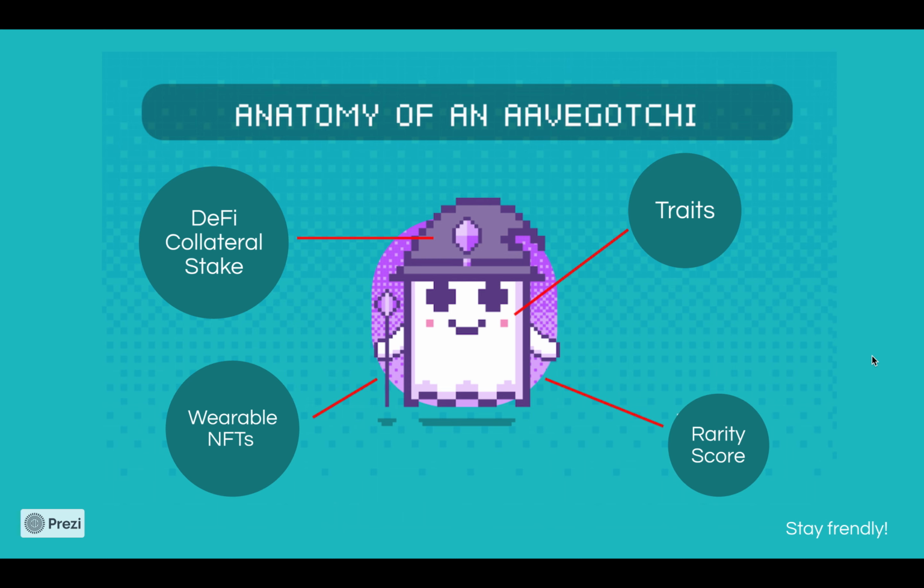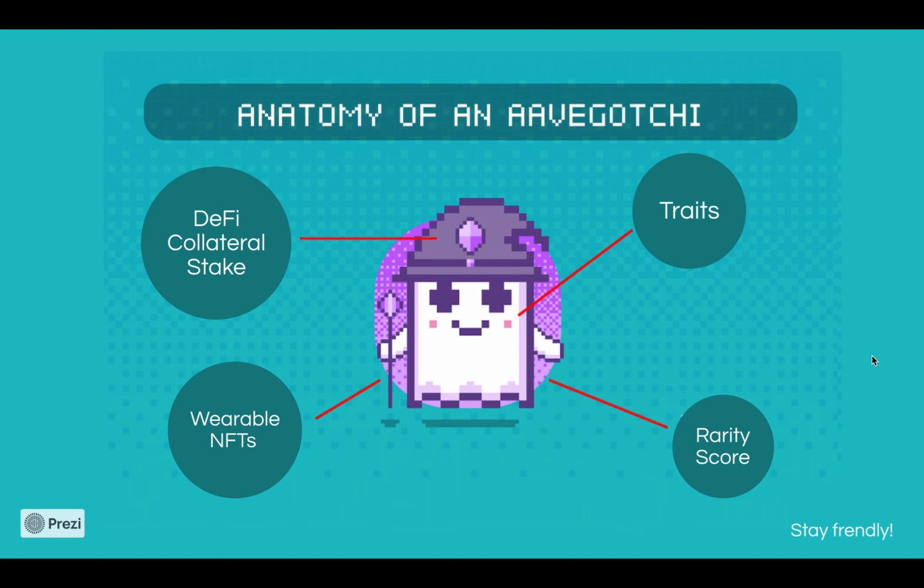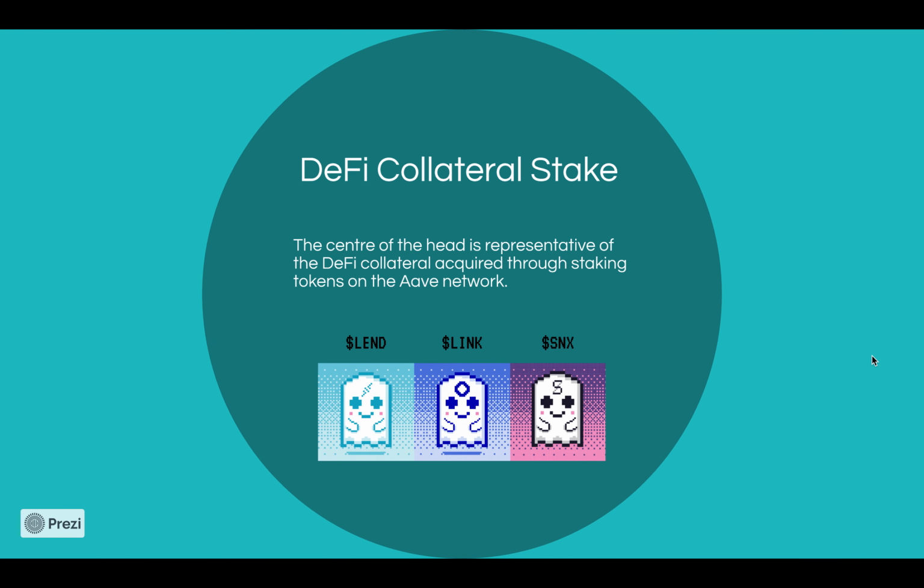What we're going to do today is have a look at the NFTs, so the Aavegotchi itself and how it is made up, what the different key components are. We're going to be looking at the DeFi collateral stake first, and the different traits, the variables, as well as then conclude with how that all plays together into the rarity score. So let's get started, starting with DeFi collateral stake.